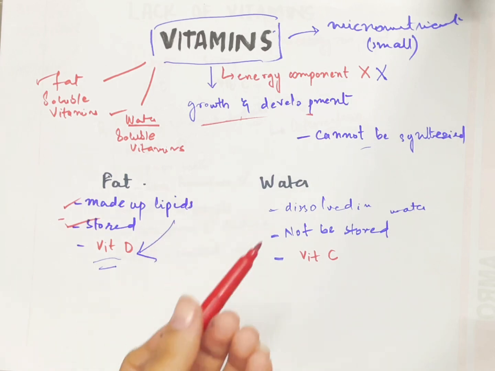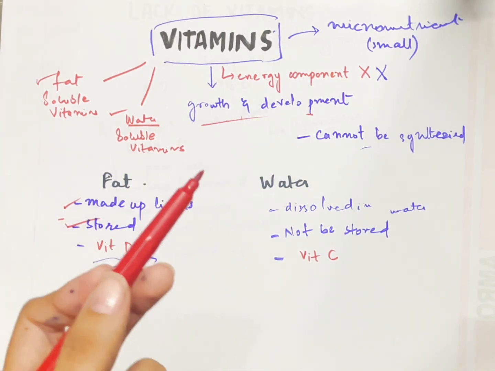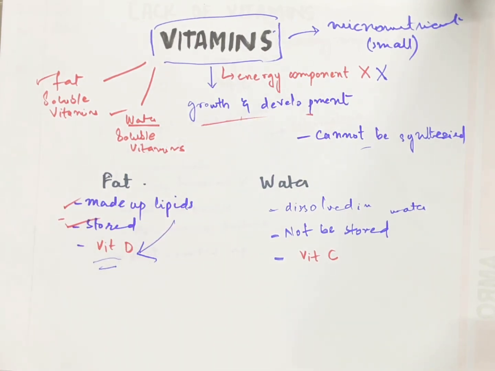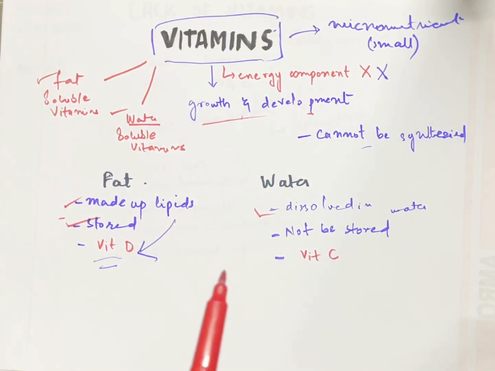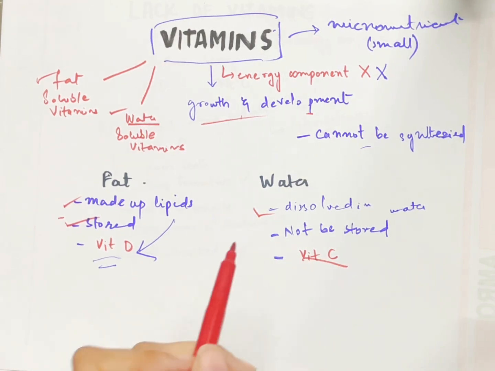When you talk about water-soluble vitamins, as we know, most of our body is made up of water. Thus, they are dissolved into the water and cannot be stored. The water-soluble vitamins cannot be stored in the body. They always get dissolved because the medium itself consists of water. For example, vitamin C. So these are the basic functions of the vitamins and the basic kinds of vitamins that are present in our body.